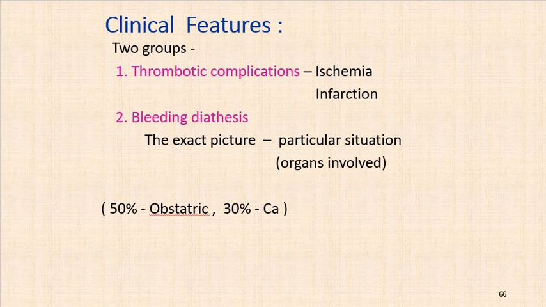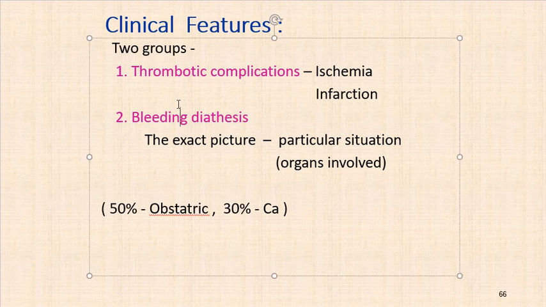The clinical features: there are two groups. Thrombotic complications lead to ischemia, infarction, and organ failure. And secondly, due to consumption of platelets and coagulation factors, bleeding diathesis can occur or can dominate. The exact picture depends upon the particular situation and the organs involved.